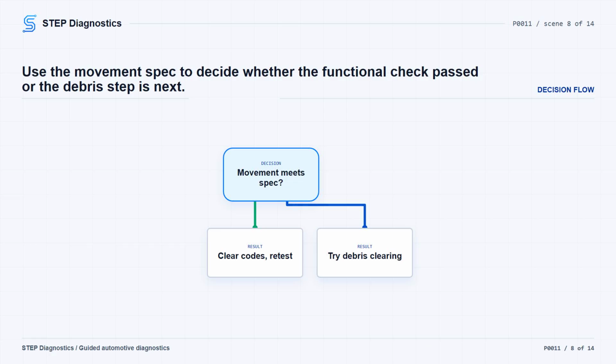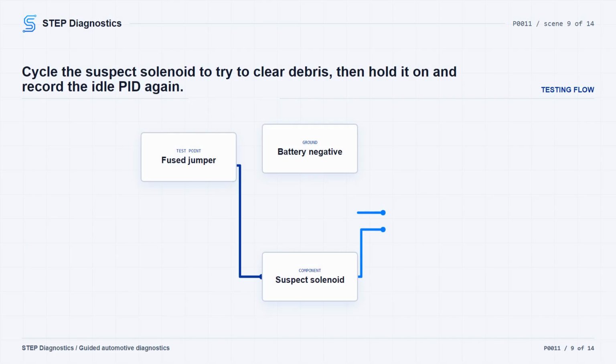If the VCT actual, intake actual, or exhaust actual PID shows VCT movement of 20 degrees or more, the concern is not present at that time. Clear the PCM codes and repeat the self-test. If movement is less than that, continue to the debris clearing step. The next step is an attempt to clear debris from the suspect VCT solenoid.